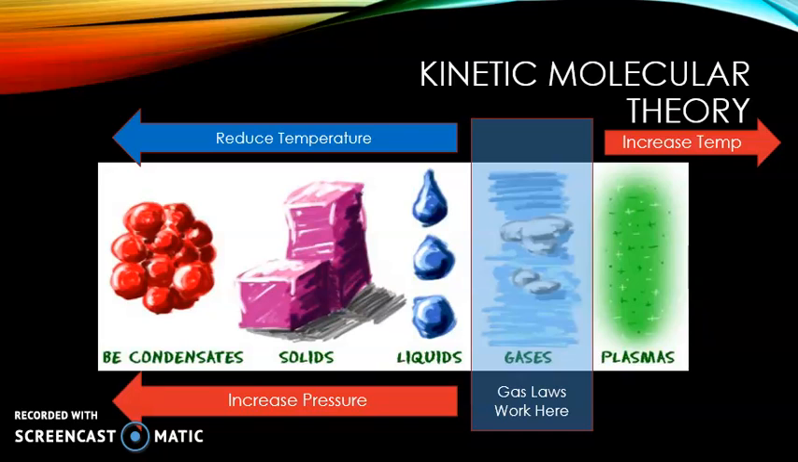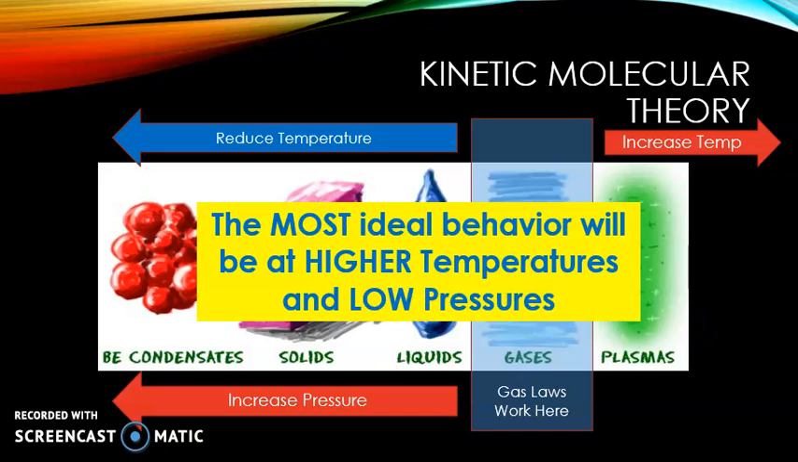So basically, the two major things that you can manipulate in the environment that will make a gas not a gas anymore is to reduce the temperature or increase the pressure. So again, most of your ideal behavior is going to function at either higher temperatures or lower pressures. Both of these states allow the gas particles to move quickly enough that they don't come near each other, and we're not pushing them together enough that the intermolecular forces take over.